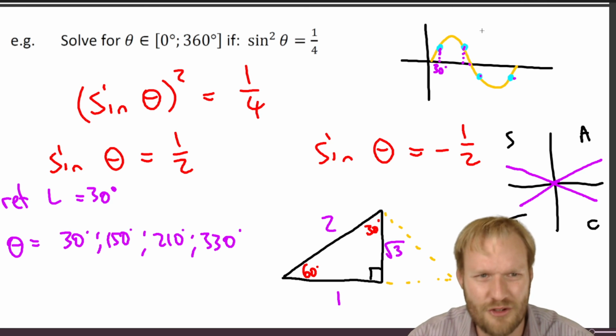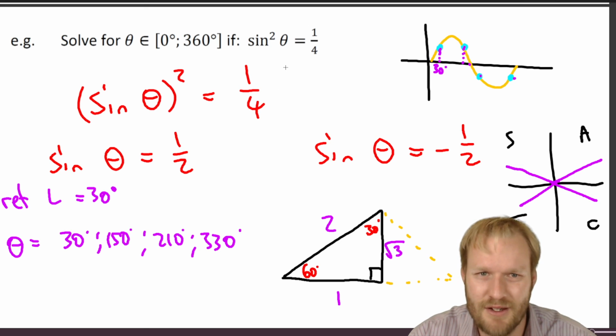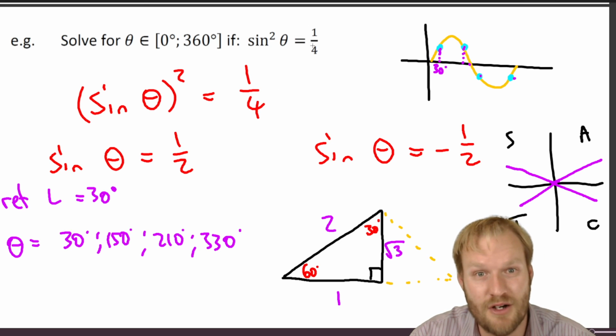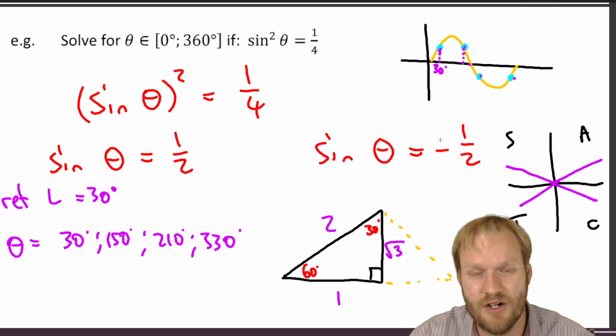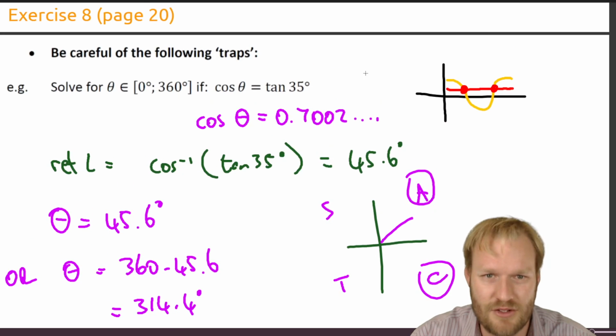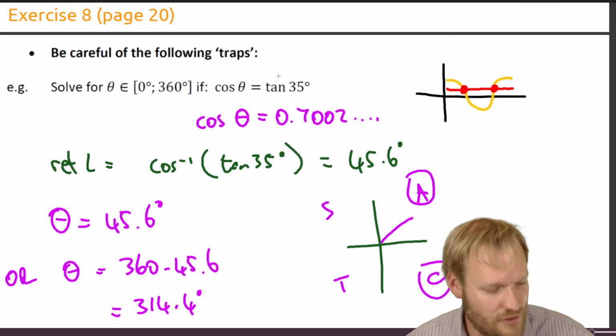So those are the two, as I say, not sure how trappy they are. Maybe the idea is that you just go sine theta equals a half instead of sine theta equals positive or negative a half. And maybe here you get confused by the 35 degrees instead of thinking of this as tan 35. So that is that.